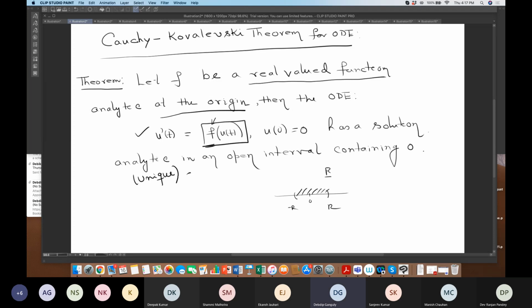So I proved analytic in an open interval around 0. Why is it unique? By Picard's theorem. Exactly. Because by Picard's theorem we will always get a unique C infinity solution locally. Uniqueness is local. So by Picard's theorem you always get a unique real C infinity solution, and now I prove that there is a real analytic solution locally. That means that solution is equal to the C infinity one. Is that clear?